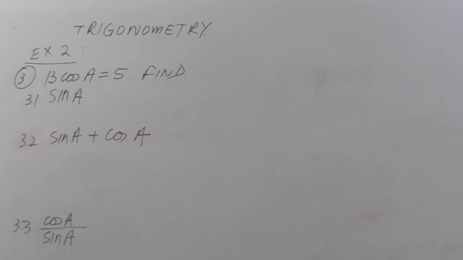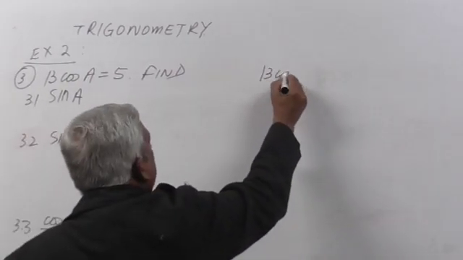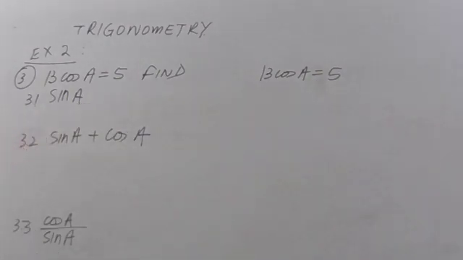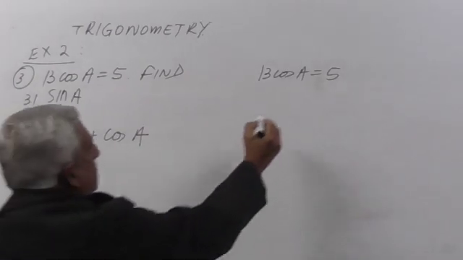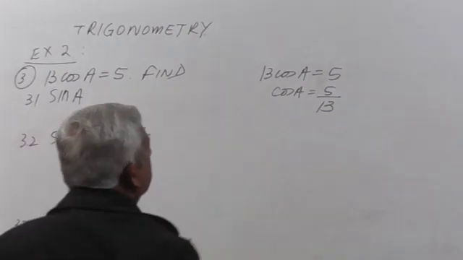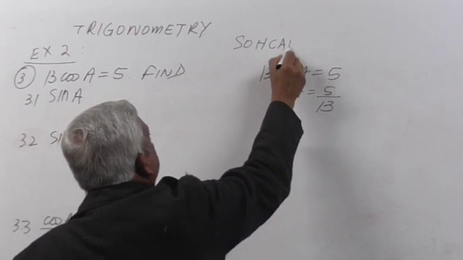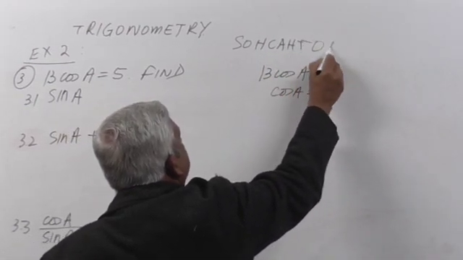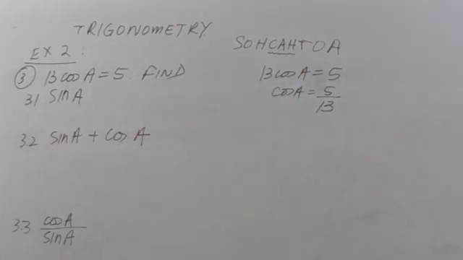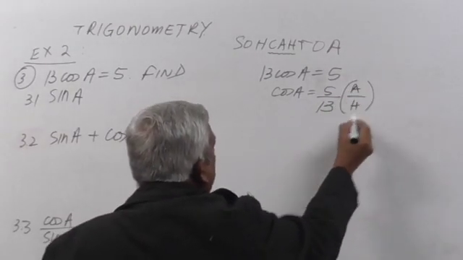Alright, so now let's see what was given. You were given 13 cos A is equal to 5. You have to use the rules of equation. So cos A is equal to 5 over 13. Once again, you're going to recall SOHCAHTOA. You got cos, so you're looking here. Cos is adjacent over hypotenuse.